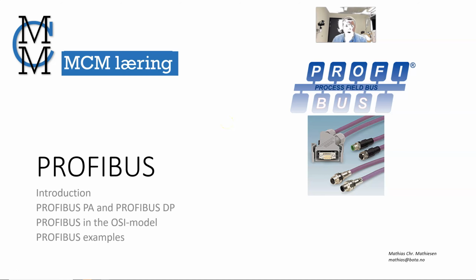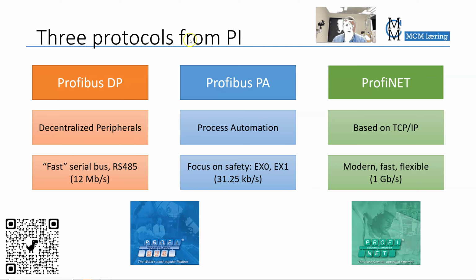This film number 5 on different industrial protocols is about Profibus and Profinet actually. And the organization called PI used to be Profibus International, now it's Profinet International. They are responsible for 3 different protocols: Profibus DP, Profibus PA and Profinet. And here is a link to their site.